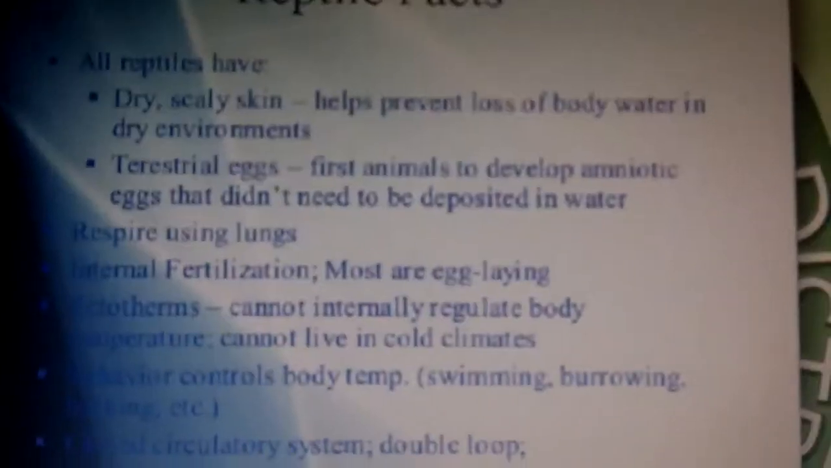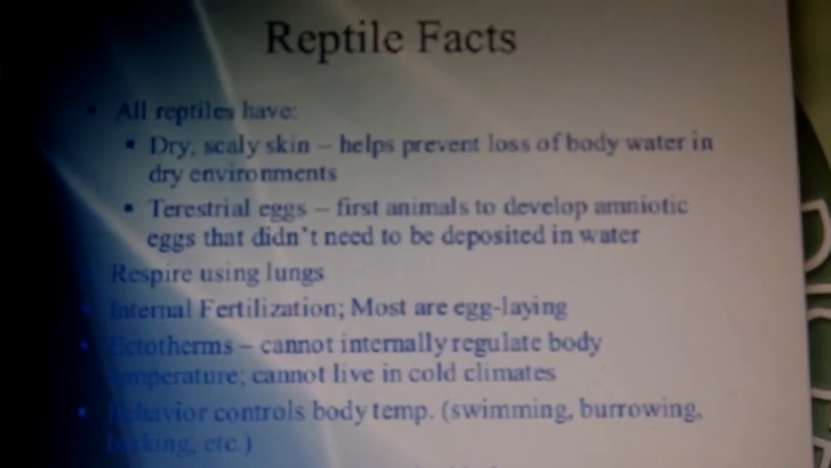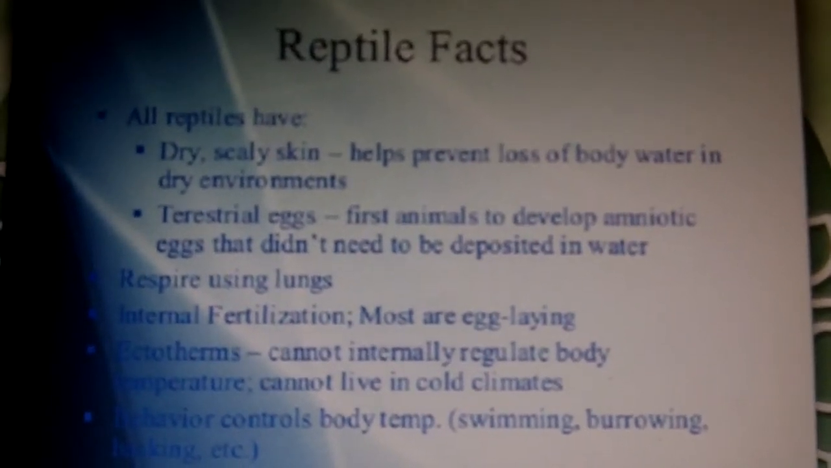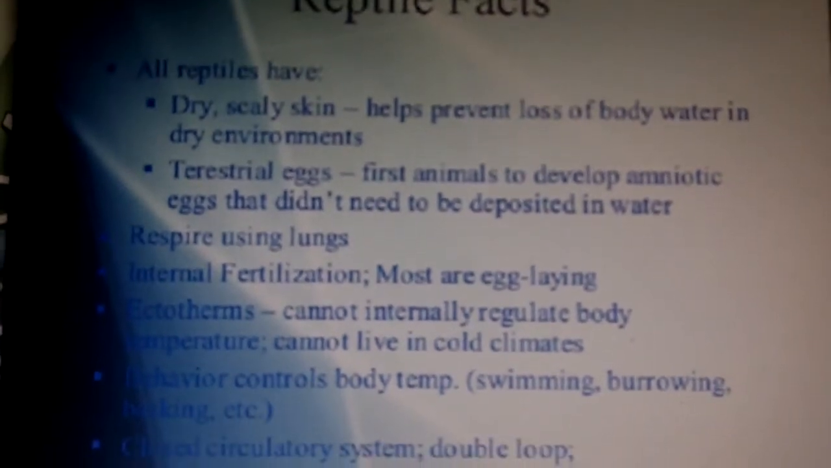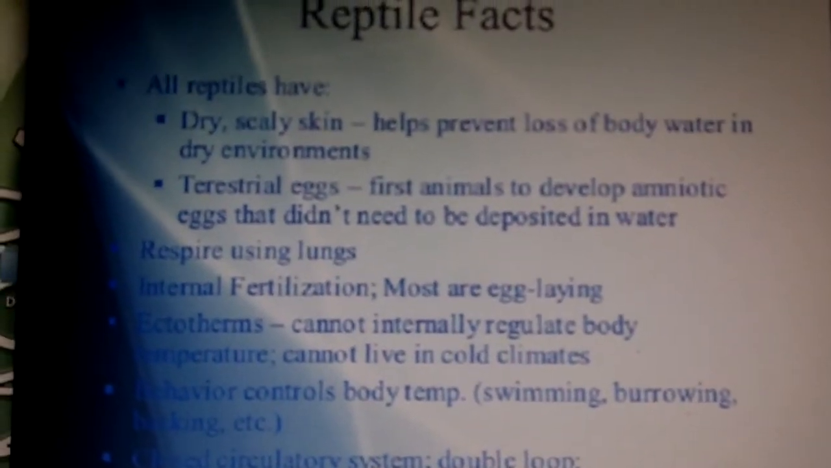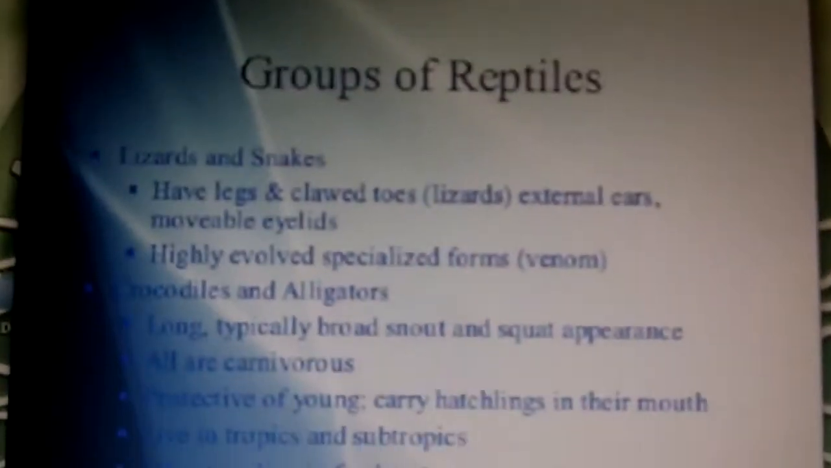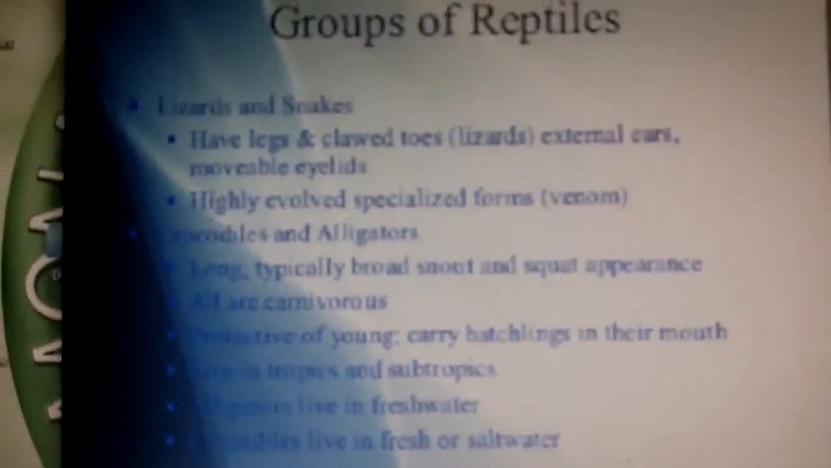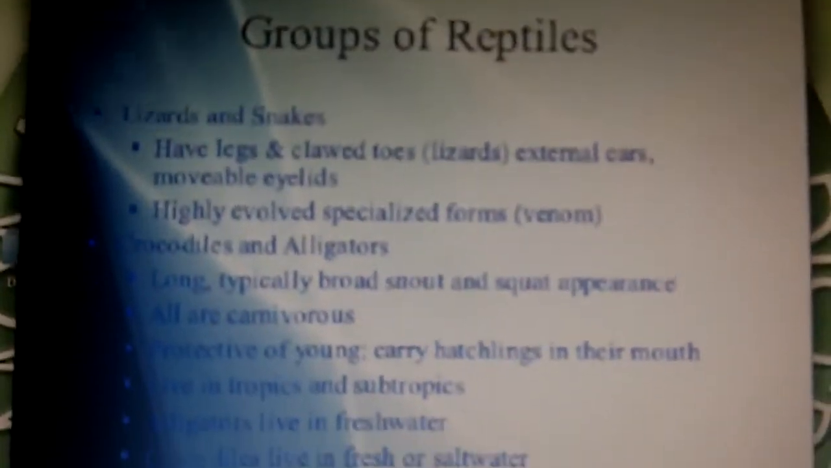All reptiles have dry, scaly skin. Helps prevent loss of body water in dry environments. Terrestrial eggs. First animals to develop amniotic eggs that didn't need to be deposited in water. They respire using... Okay, now let's discuss the groups of reptiles. Lizards and snakes, crocodiles and alligators. And there's some continued on the next slide.